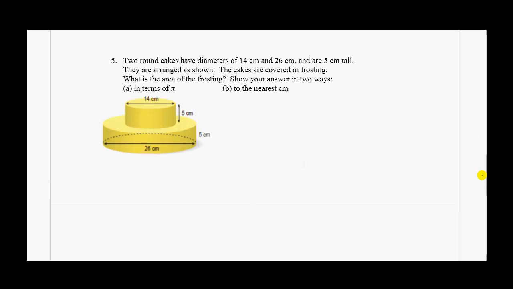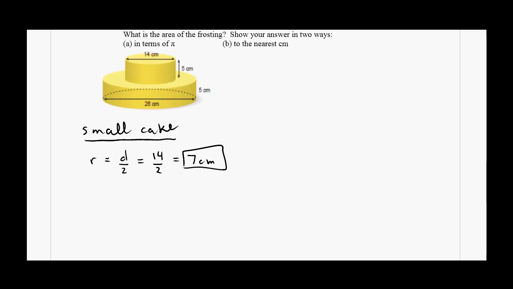In our next example, we have a diagram of a cake, and it is composed of two round cakes. We will begin with the small cake. First things first, we recognize that we don't have a radius. The diameter is provided. We will have to cut the diameter in half. On the small cake, a half of 14 is 7. So the radius is 7 centimeters.